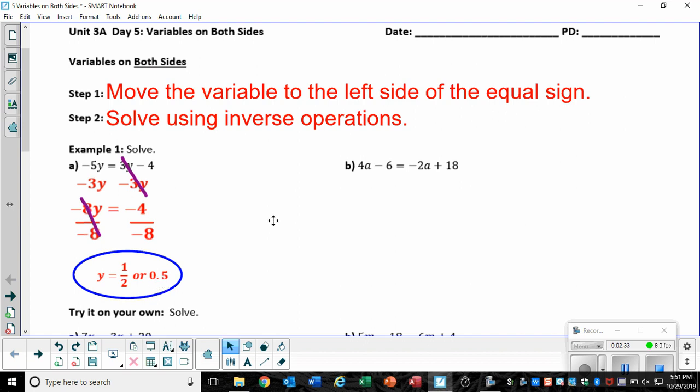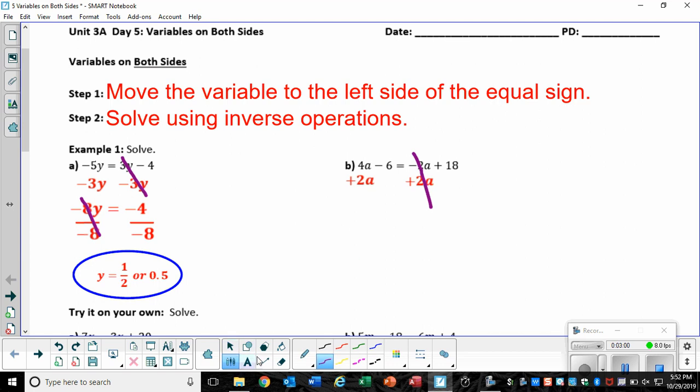Okay? This one, we have an extra term in here. That's okay. This is more like something you'll see. So we're going to do the exact same thing. We're going to first move all the variable terms, so this negative 2a, to the left. Okay? So it's a negative 2. To undo that, I'm going to subtract 2a. I'm going to subtract 2a from both sides. These 2a's will cancel out.